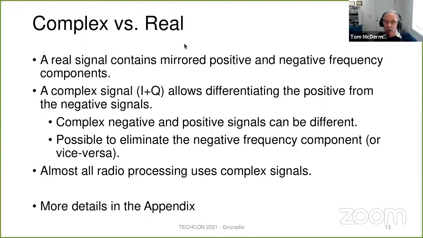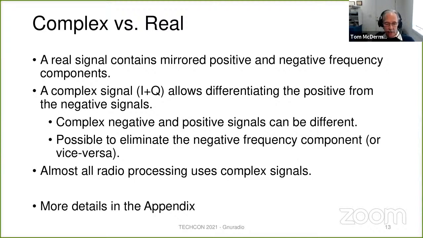A real signal contains mirrored positive and negative frequency components. We just saw those on the previous flow graphs where we saw the negative frequencies. A complex signal allows differentiating the positive signals from the negative signals. So complex negative and positive signals can be different. And if you are interested in doing single sideband processing, you care a whole lot about that. It's possible to eliminate, for example, the negative frequency component. And there are some blocks in GNU Radio that will let you start with a real and convert it to a complex and then null out the negative components. Or you can null out the positive components if you wish.